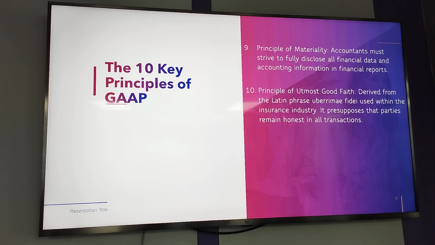Accountants must strive to fully disclose all financial data and accounting information in financial reports. Principle of utmost good faith, derived from the Latin phrase uberrimae fidei, used within the insurance industry. It presupposes that parties remain honest in all transactions.